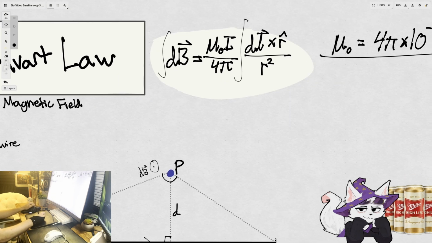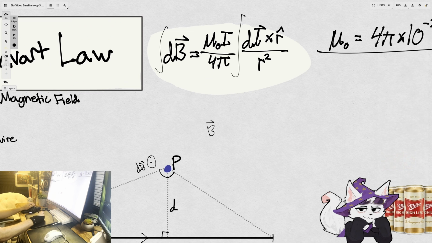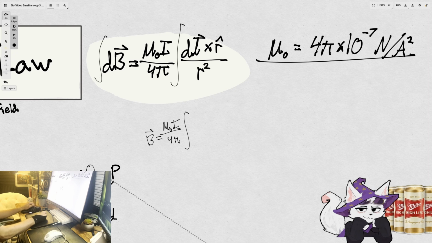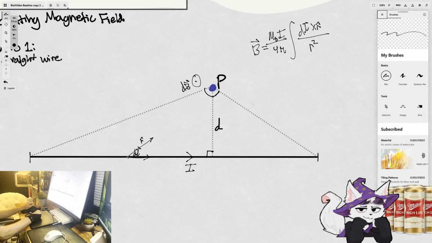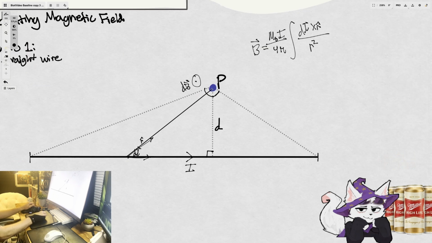So the integral of dB is now this B equals mu naught. Since these are constants, we can pull them out of the integral. Divided by 4 pi times the integral of dl cross r hat divided by r squared, where r squared, remember, is just the total distance to our point P here.